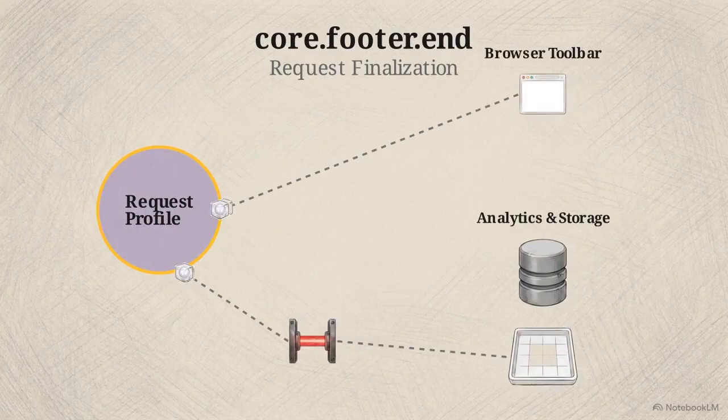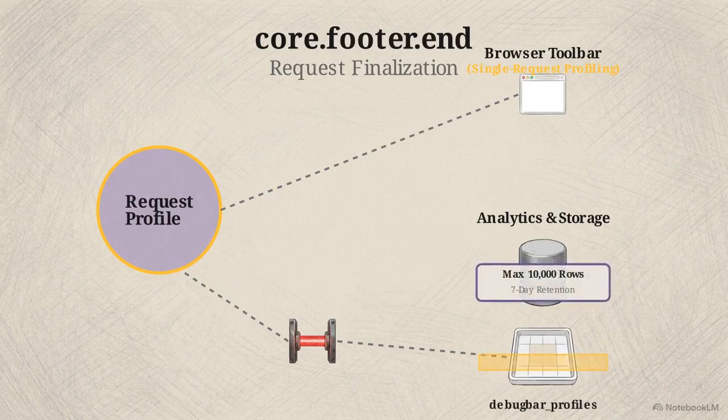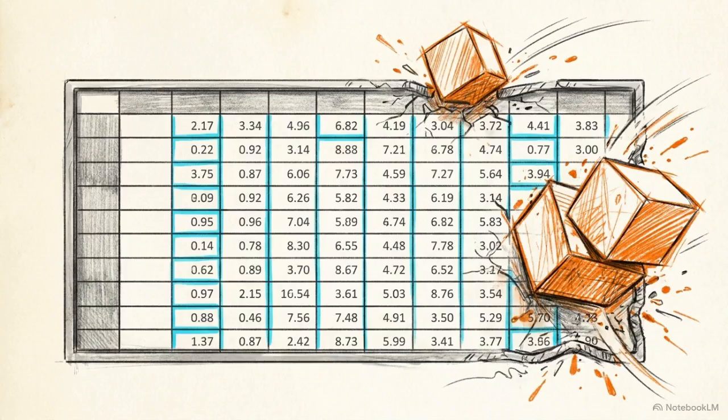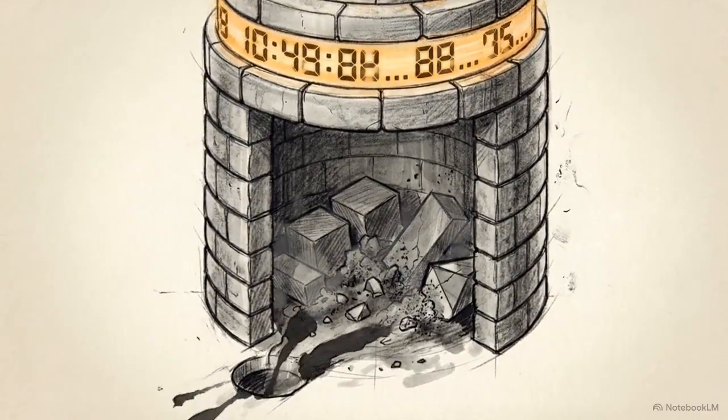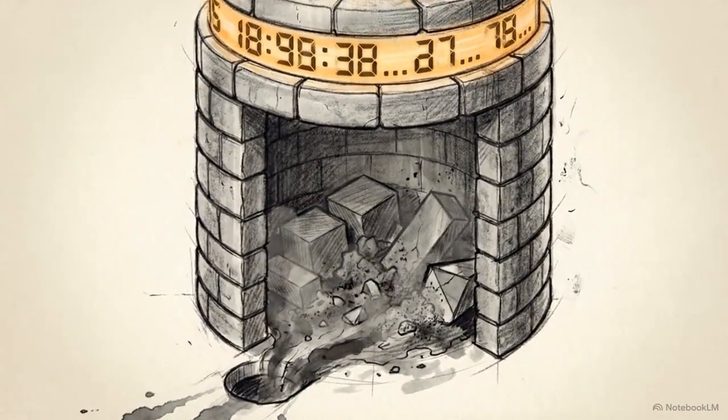At this stage, the system finalizes the request profile and splits the collected metrics into two streams. The first stream provides the data for the immediate browser toolbar, allowing for single request profiling. The second stream is compressed into a single compact row within the DebugBar profiles database table. The table intentionally excludes full post data and raw SQL results, storing only small numerical summaries and bounded identifiers to keep the storage footprint minimal. The system enforces storage budgets by capping the table at 10,000 rows and purging records after a rolling 7-day period.